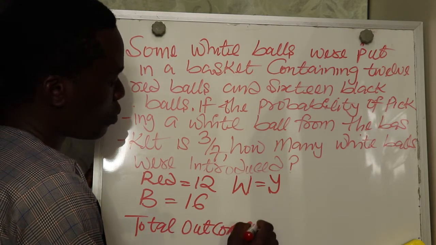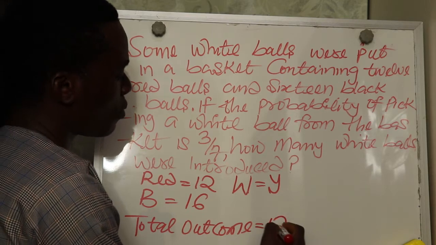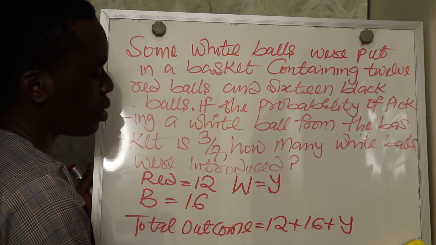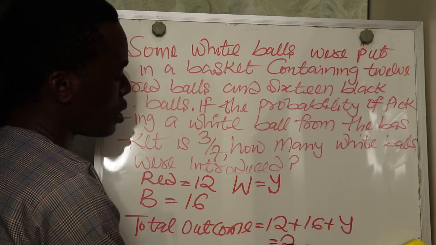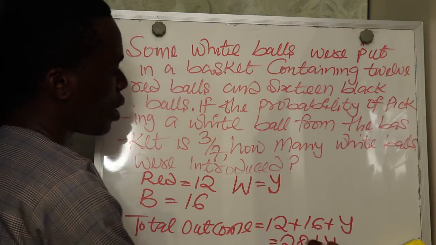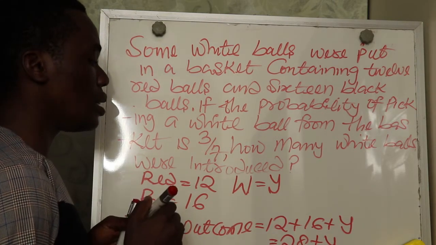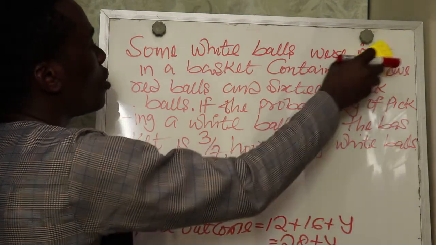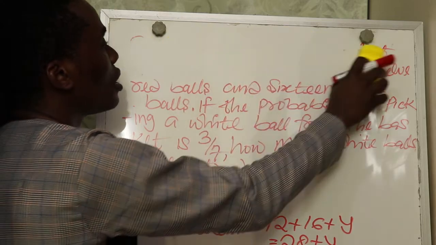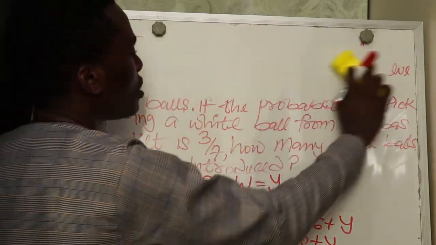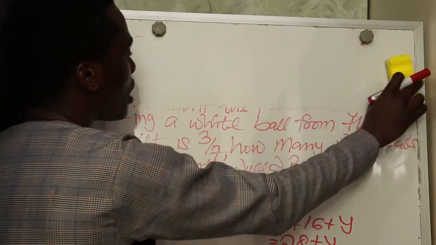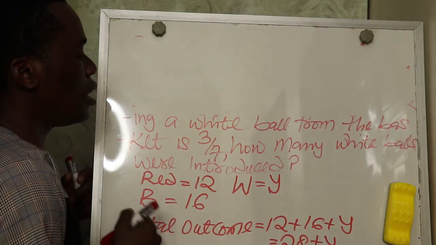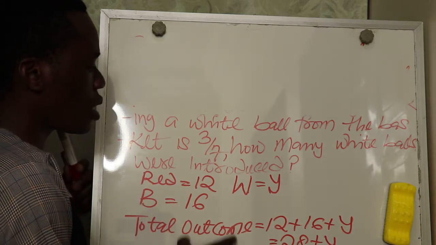So our total outcome of this probability will now be equal to 12 plus 16 plus y. 12 plus 16 will give us 28, so that will give us 28 plus y. Now remember that this is the total outcome, and we are dealing with the number of white balls. We don't know the number of white balls. Now let's look at the probability of picking a white ball from the basket. They say it is 3/7.